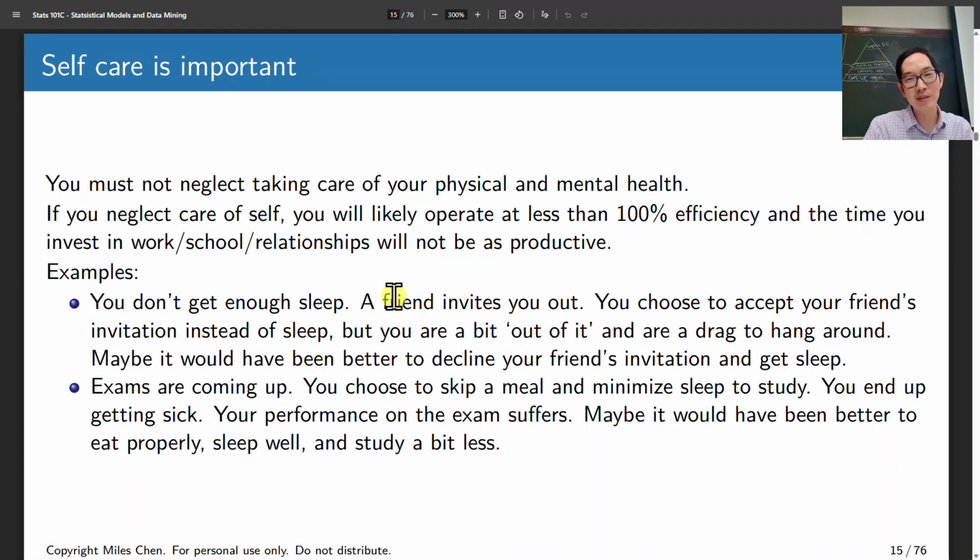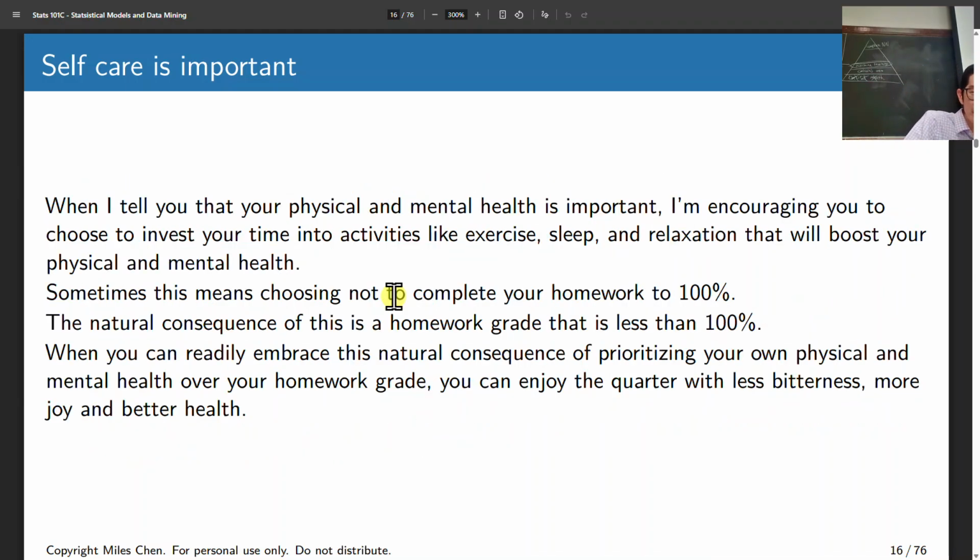And I put in self-care is important. Make sure you take care of yourself. Sleep is really important. That's where your body repairs itself. That's where your brain cleans up and forms memory and things like that. So make sure you take care of yourself.